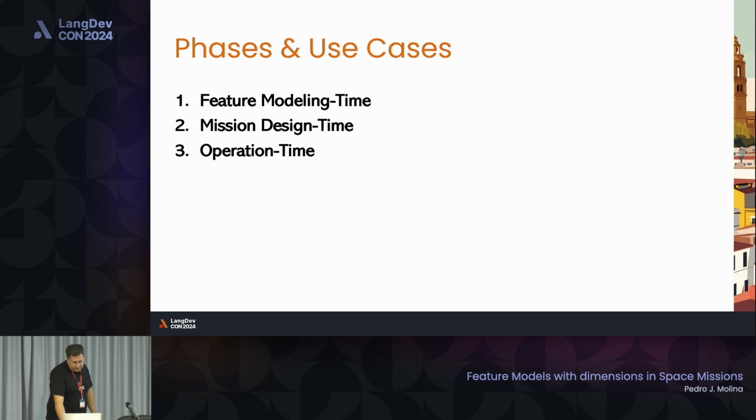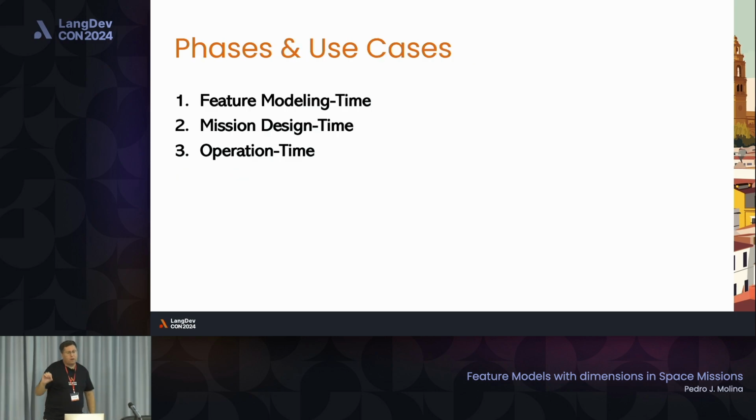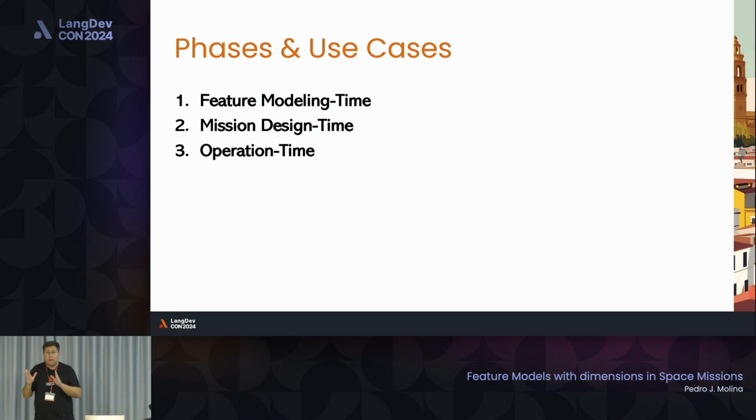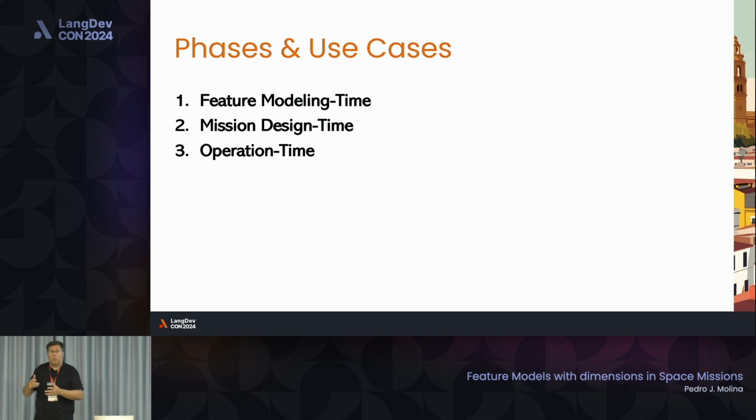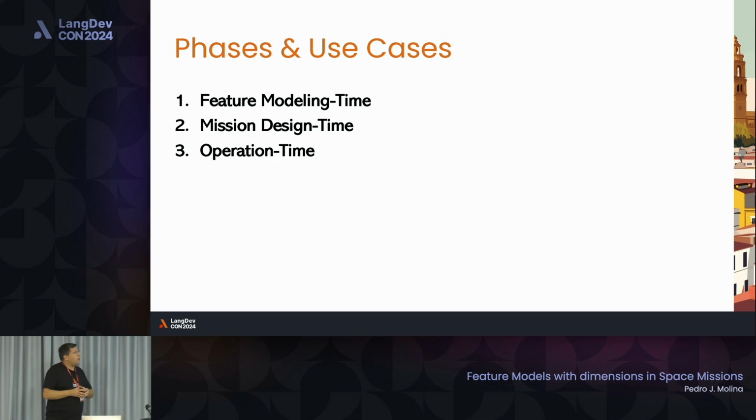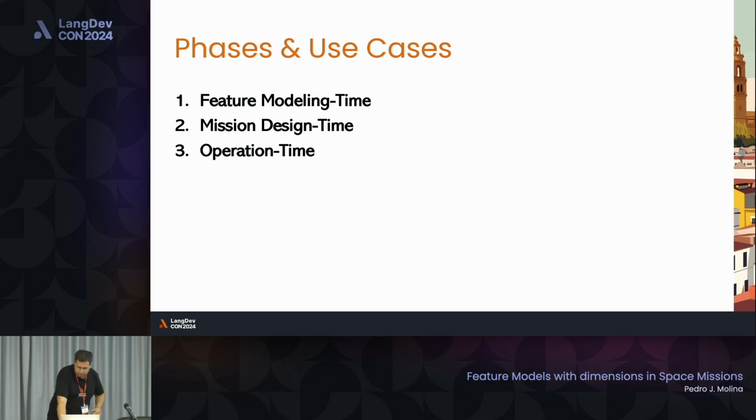Okay, let's go a little deeper with examples about three design times. Feature modeling time, when we design the family. Mission design time, when we decide what satellite to build, or what car you want to buy. And finally, the operation time, okay?